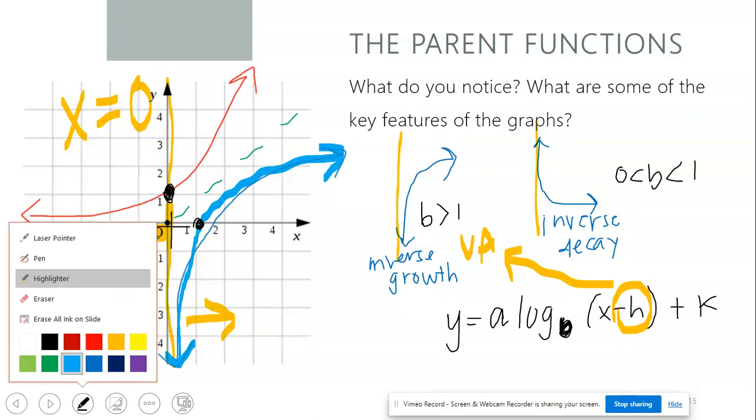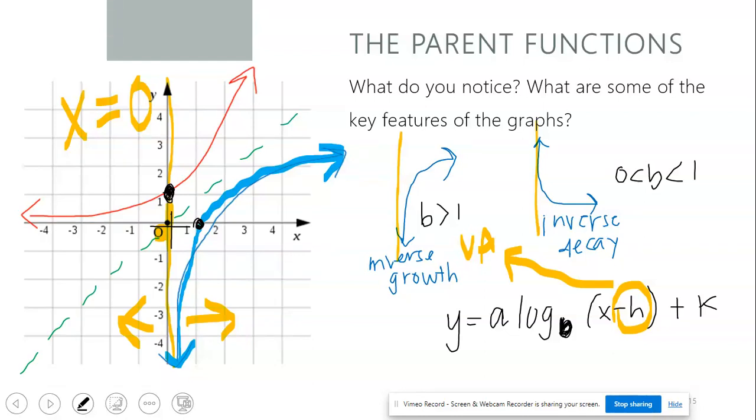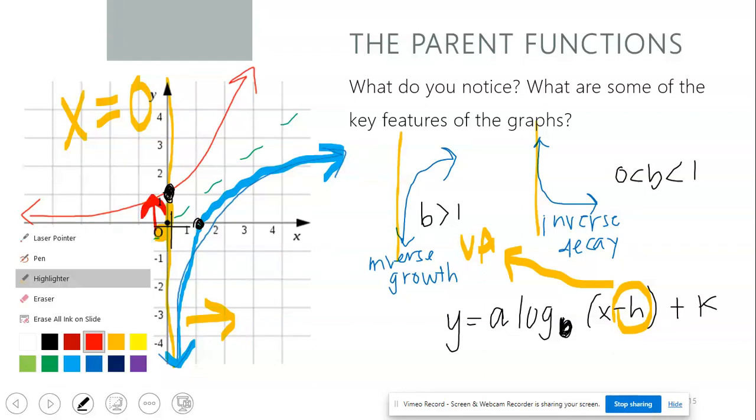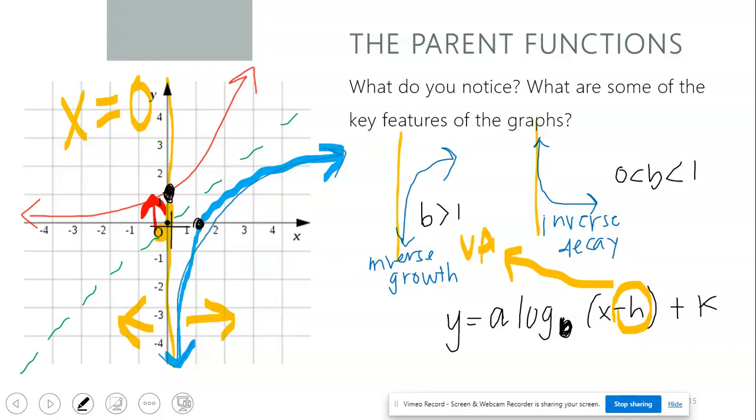So something I want us to make a note of is with exponentials, from the asymptote, you go up 1, right? From these logarithms, from the vertical asymptote, we're going to go right 1 point. Always to the right 1 point. So that's how we're going to determine the shape of our graph.